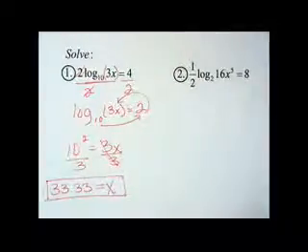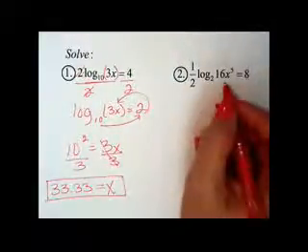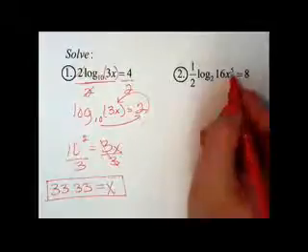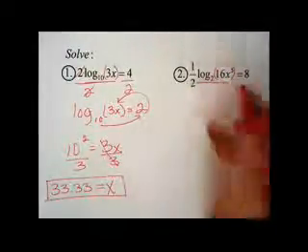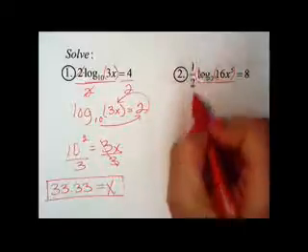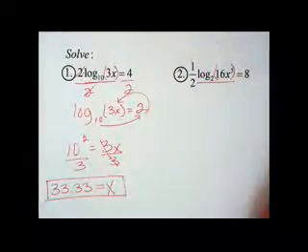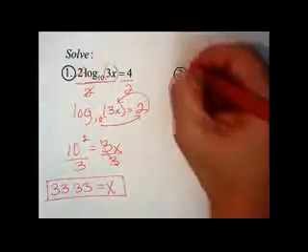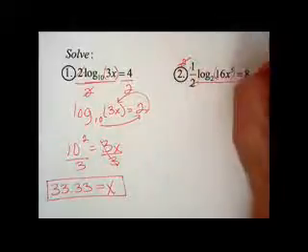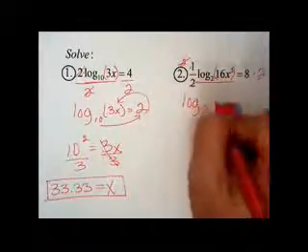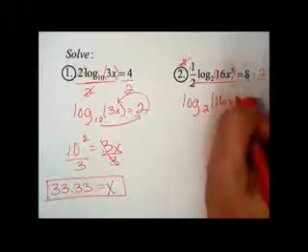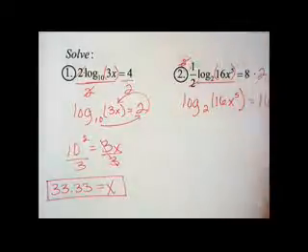So let's do number 2. Again, what am I solving for? X. It belongs to this log. So that means I need to get rid of this 1/2. Well, how do you get rid of 1/2? You either divide by 1/2, which is the same thing as multiplying by 2. So we have log base 2 of 16x to the 5th equals 16.